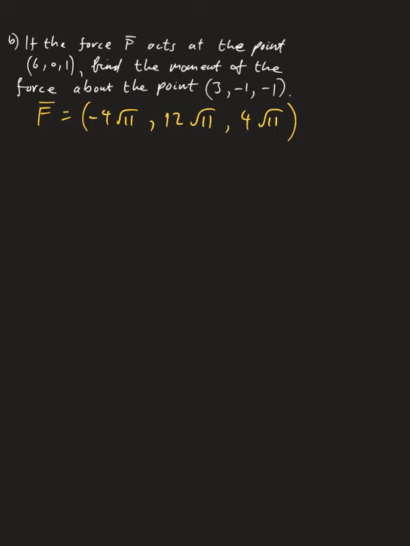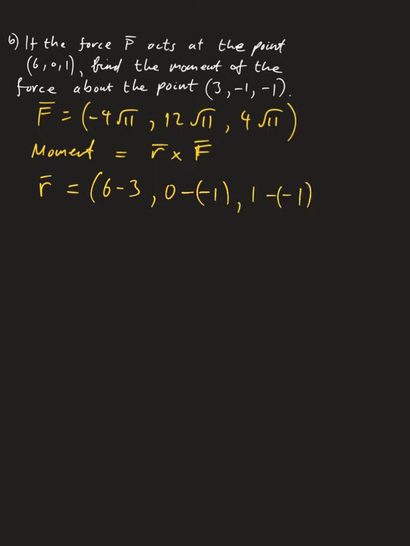So the moment is equal to R cross F. So I need to know R. R is the vector that joins the point that the force acts around, the fulcrum, with the point where the force is actually acting. So I'm just going to take one from the other to get the vector that joins them. That's 6 minus 3 as the first element, then 0 minus -1, and then 1 minus -1. So r is going to be (3, 1, 2).